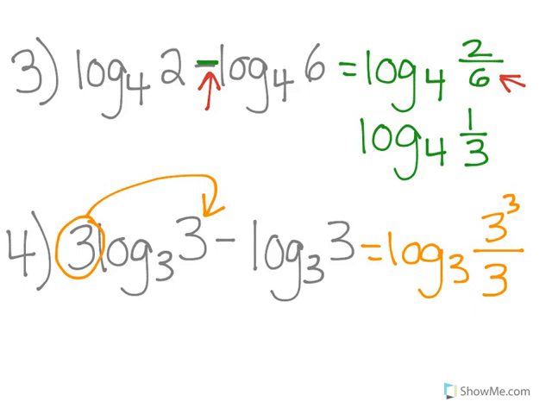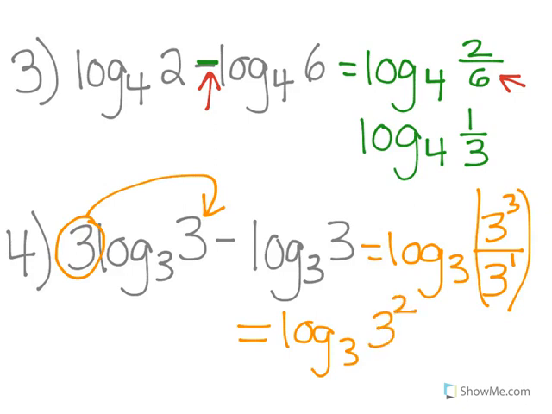So this problem right here involves exponent rules because just 3 has a power of 1. If we do the quotient rule with our exponent rules in this part right here, we're going to be left with log base 3 of 3 squared, because 3 minus 1 is 2.